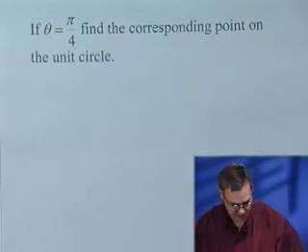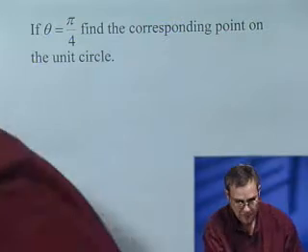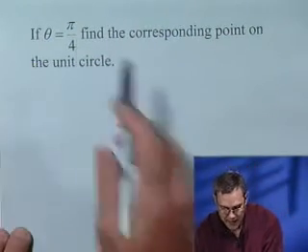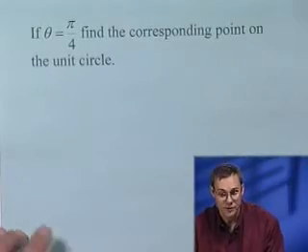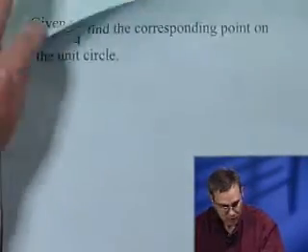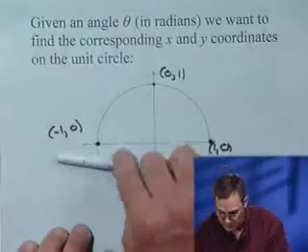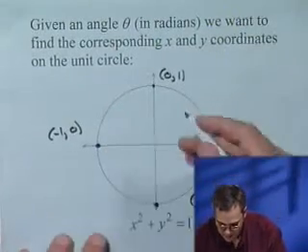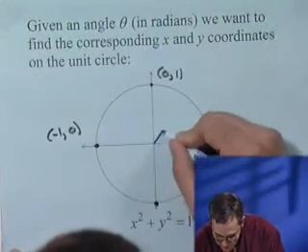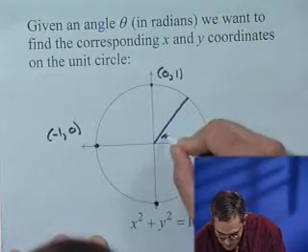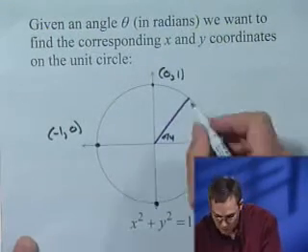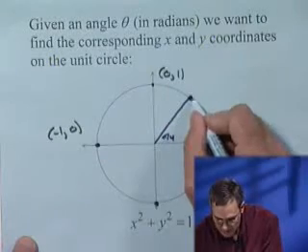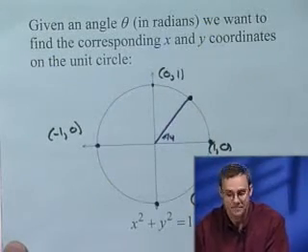Now is when it starts to get a little tricky. It says, if theta equals pi fourths, find the corresponding point on the unit circle. So let's sketch this. So pi fourths, that's this 45 degree angle. There's pi fourths right there. Now we want to figure out what is this point. Well, how are we going to do this?